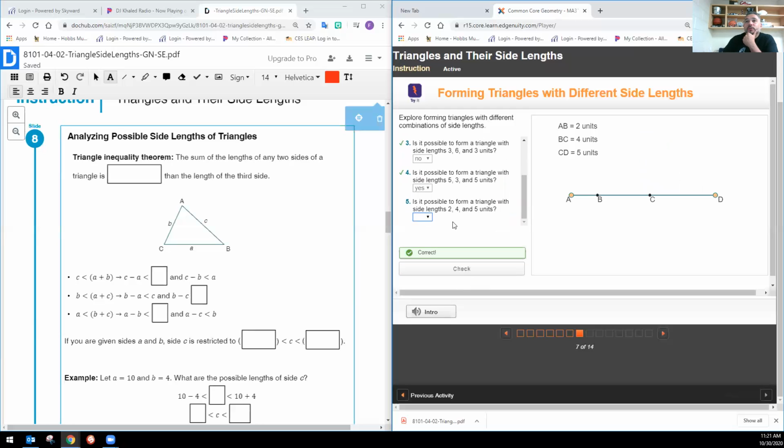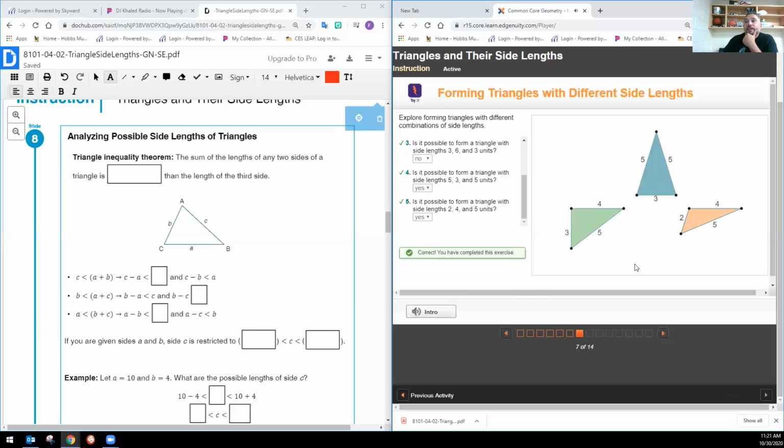Okay, so is it possible with sides 2, 4, and 5? So we're here and we're here. Can we? Yeah, that one did it too. So that's a yes. Why is it possible that some side lengths can be used to create triangles, but not others? How do you think the side lengths of the triangles are related?